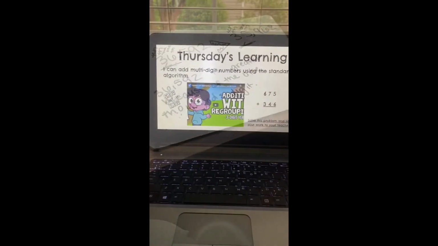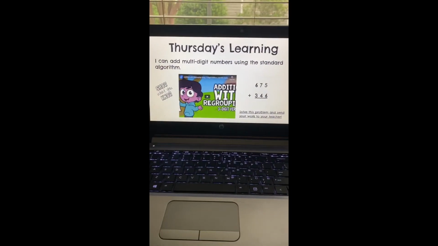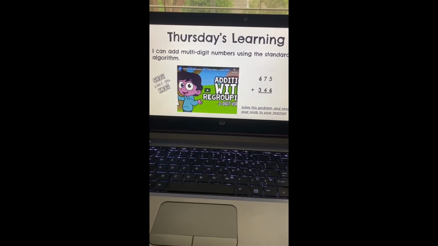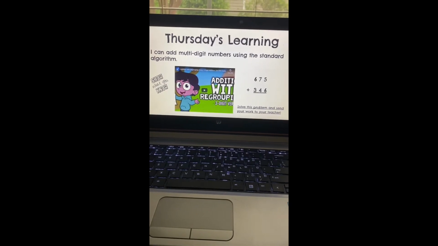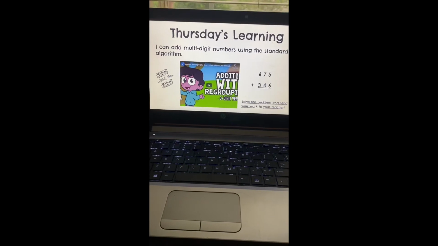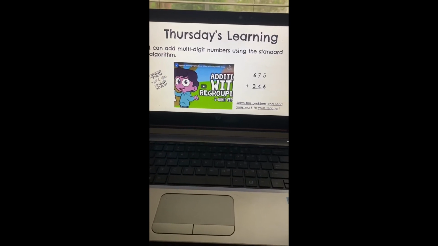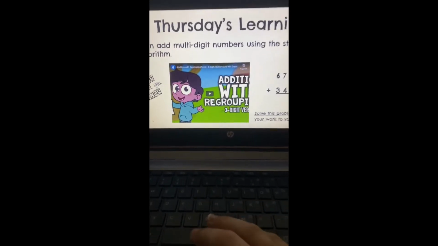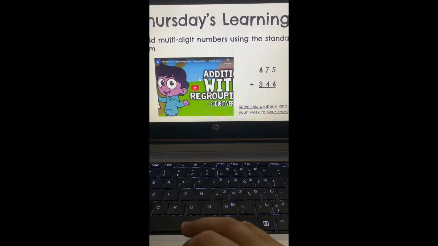All right, for today's learning, we are going to add multi-digit numbers using the standard algorithm. So what we did yesterday, but this time we're going to use a lot bigger numbers. Before we do that, we're going to watch a quick video.